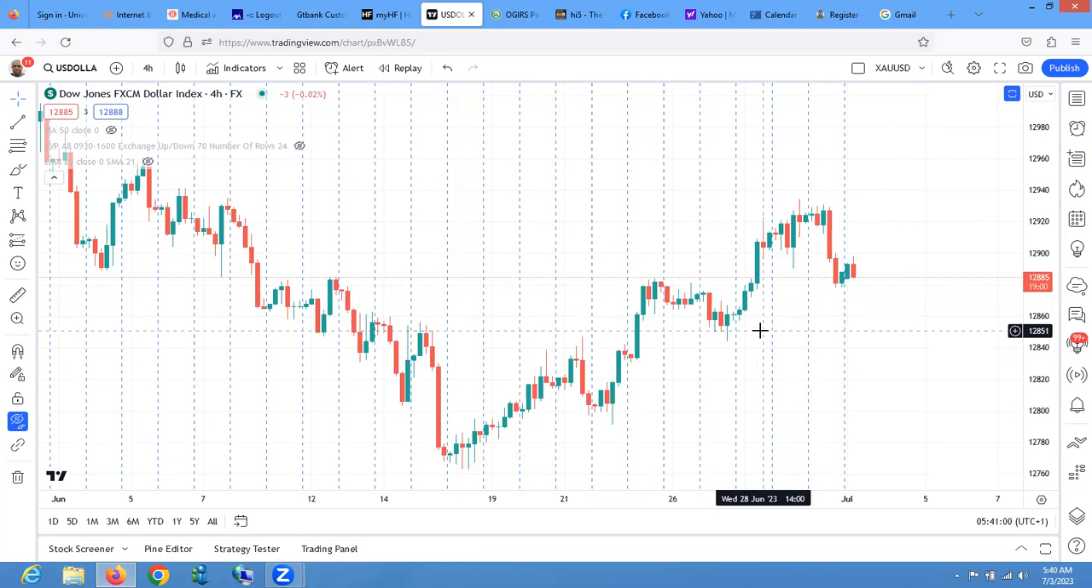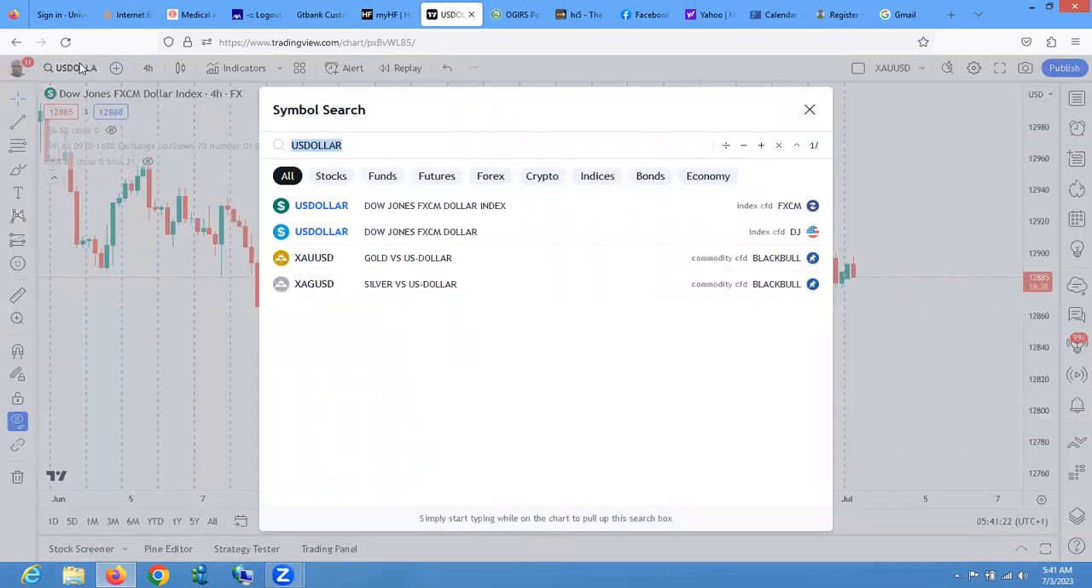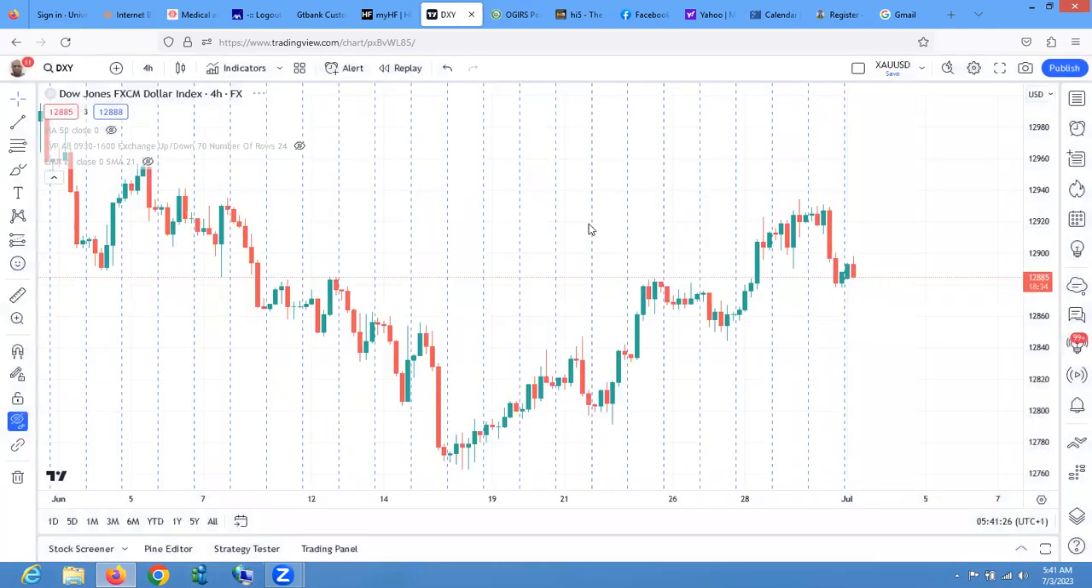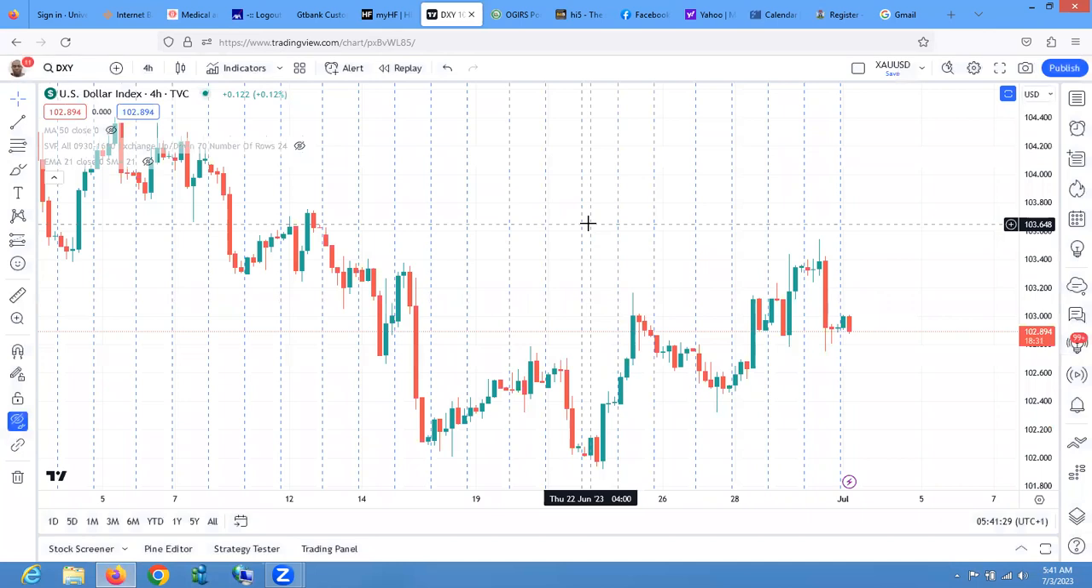The structure that we have on the USD dollar index Dow Jones is quite different from the structure of the DXY and the euro dollar. They are different. So I want you to see that these present a 5-wave upswing on the USD index. But if you look at DXY, what it had given us is not a clear 5-wave pattern from here.